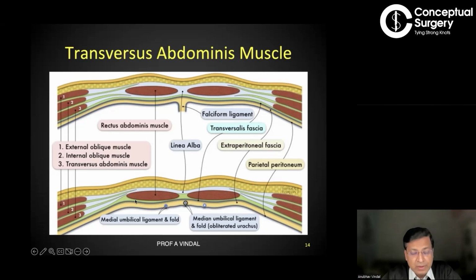Now, below the level of the arcuate line, the aponeurosis of all these three muscles, that is the external oblique, the internal oblique, and the transversus abdominis, run anterior to the rectus muscle, and all three of these will give rise to the anterior rectus sheath. And because none of these three muscles are going posterior to the rectus, the posterior rectus sheath is devoid below the level of the arcuate line.